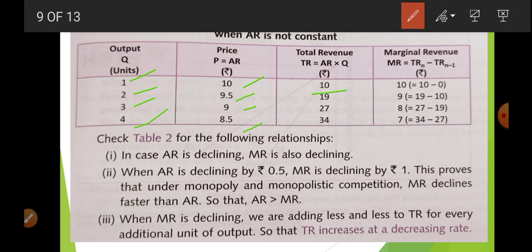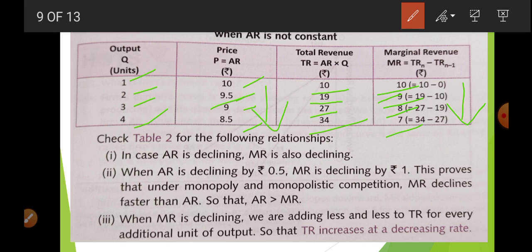So the first unit gives 10, then 2 units 19, and from the selling of the 3rd unit it is able to get 27, and by the selling of the 4th unit it is able to earn 34. Now marginal revenue is 10, then 9, then 8, then 7. You can see that both average revenue is decreasing and MR is also decreasing, but the declining rate in AR is half, or in MR it is double. Here is a fall of 0.5, here is a fall of 1.